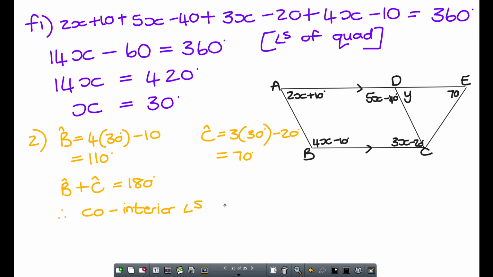Okay, so we already know what angle B is, so let's go and test angle D. Angle D will then be 5 times 30 minus 40, meaning 150, so again 110. So can you see that angle B is the same as angle D? Do you guys see that? Therefore, opposite angles equal. So again, we proved one of the rules of a parallelogram. So therefore, it is a parallelogram.